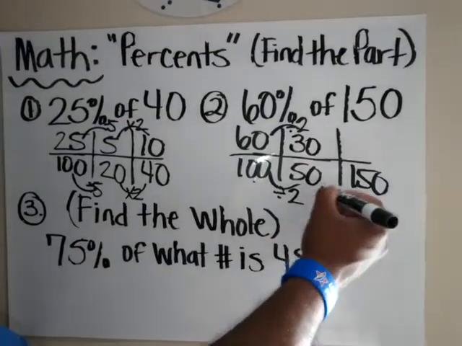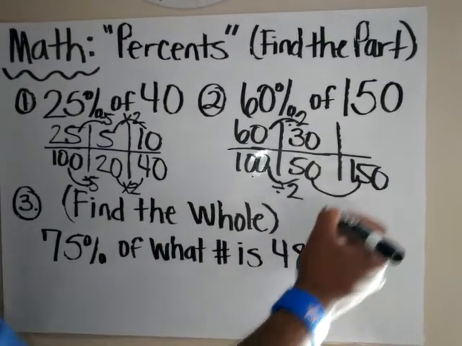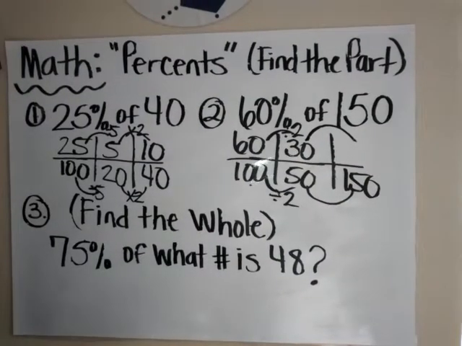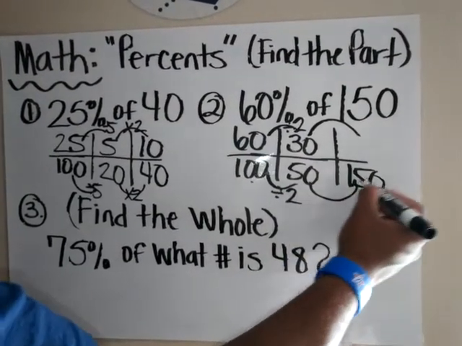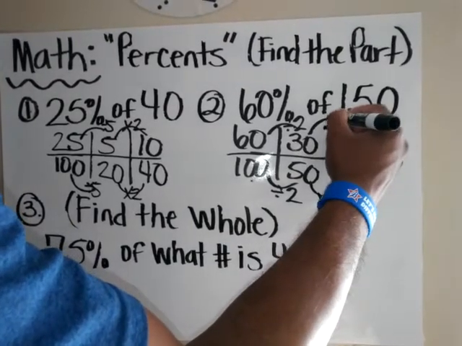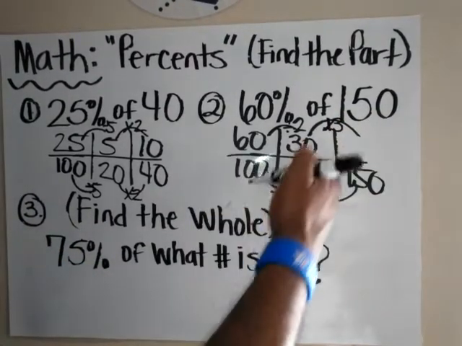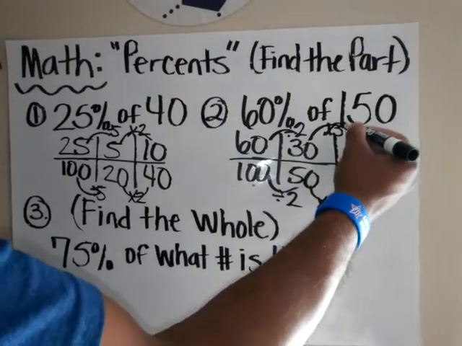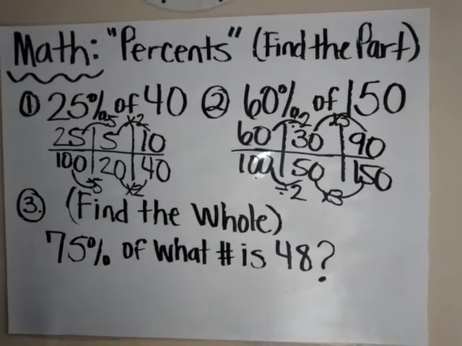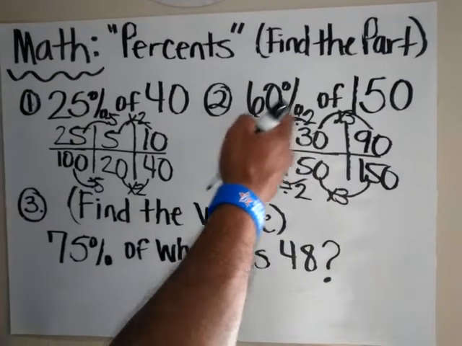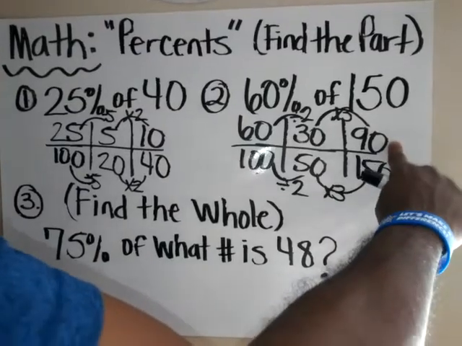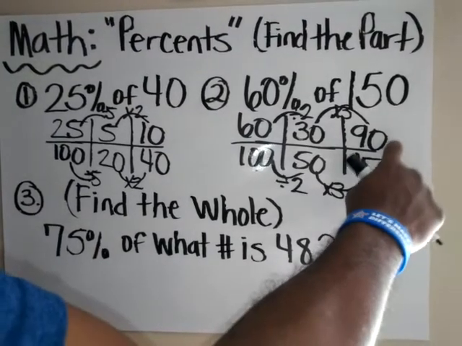Now, you can see I can go from 50 to 150. And again, whatever I do to the bottom, I do to the top. 50 times what is 150? 50 times 3. Again, do the same operation with equivalent fractions here. So 30 times 3 is 90. So your final answer is 90 is 60% of 150. So again, we're finding the part. We're given the whole. We have to find the part.